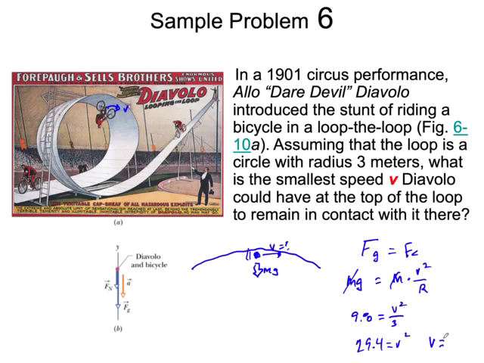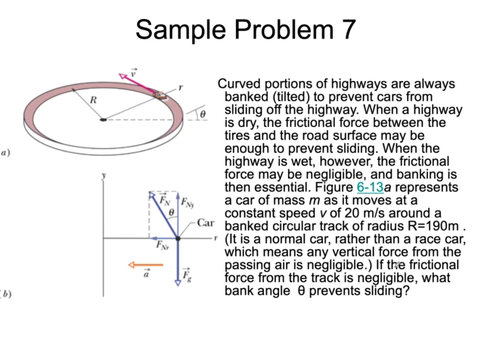Unfortunately, I can't do that in my head. Sorry, give me a split second. 29.4 raised to the 0.5 power. How fast he had to be going at the top of this? About 5.4 meters per second. He could go faster than this, and he would definitely stay on the track. If he went slower than this, though, his wheels would actually leave the track, which would not be ideal.